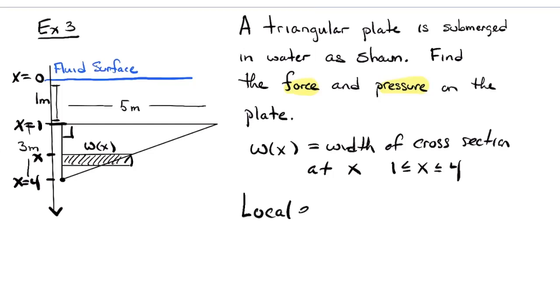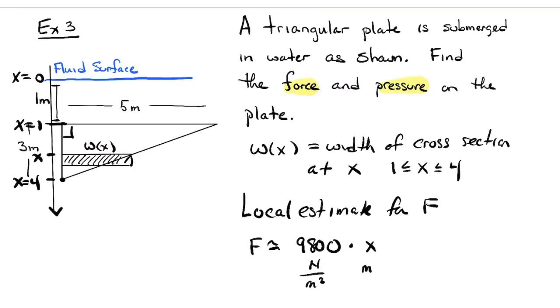Our local estimate, and I mean the local estimate for the force, by the same principle as above. I'm going a little bit faster here, but you can stop it and soak this in. I have to take the weight density of the fluid. I'm working in SI units here, so I'm going to take 9,800, that's newtons per cubic meter, if you want me to write the units. And I have to multiply it by the depth of my rectangle. Well, the depth of my rectangle is x meters in my local estimate, and I have to multiply that by the area of the rectangle, where the area of the rectangle here is the width, w of x, times delta x, the thickness of it.